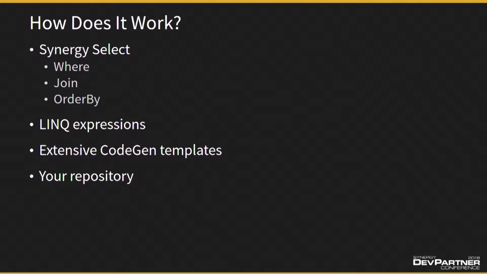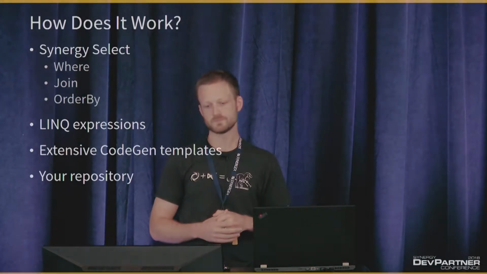How does it work? So I've mentioned Synergy Select a bunch of times. Essentially, what goes on is we take a whole bunch of operations and a graph of instructions that's coming from Entity Framework and LINQ, and we turn it into a Synergy Select statement, and then we run that Synergy Select statement, turn the results of that Synergy Select statement into your objects, and then return those objects out to you.